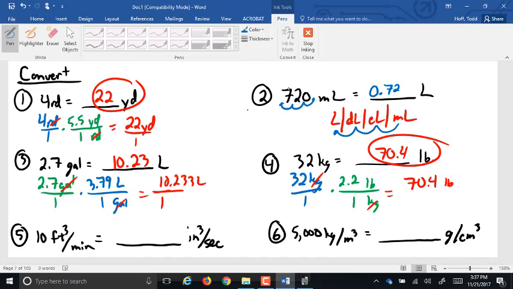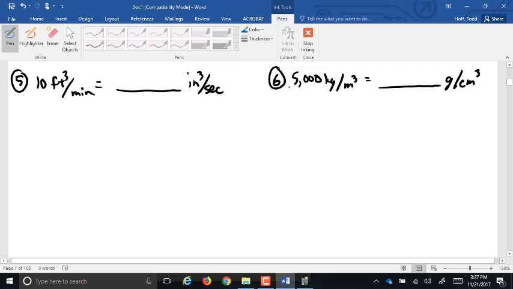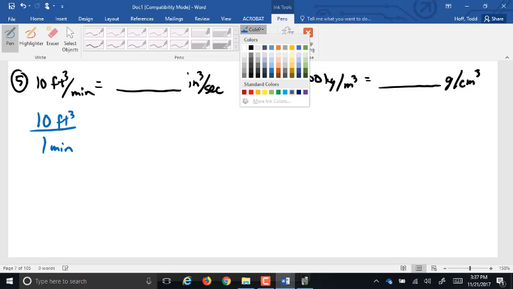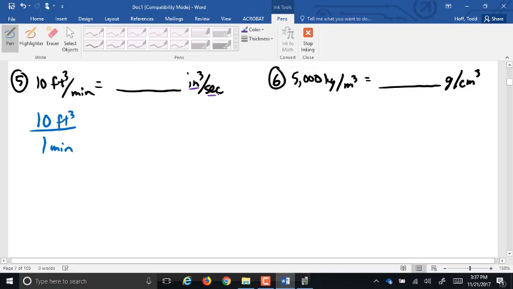Okay. 5 and 6 are the tricky ones, dealing with compound units and rates. For example, number 5 here, that's 10 cubic feet per minute. We're going to use 10 cubic feet over 1 minute. We're going into inches per second. So cubic feet has to be changed into cubic inches. So we're going to do that first. That's going to cancel out the cubic feet.